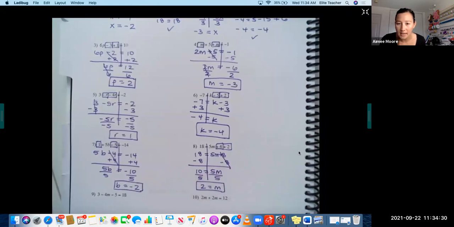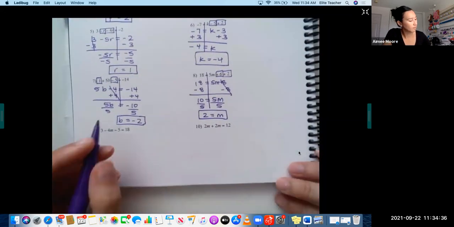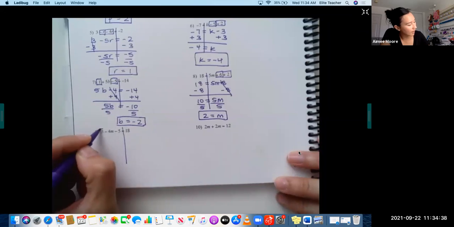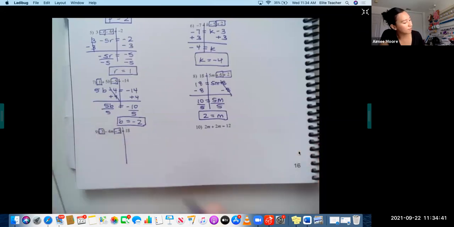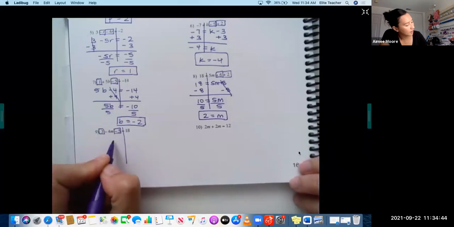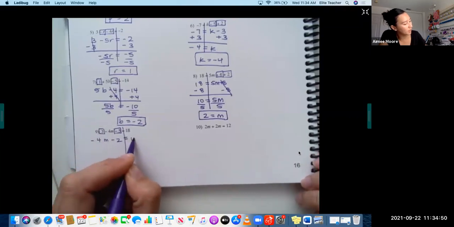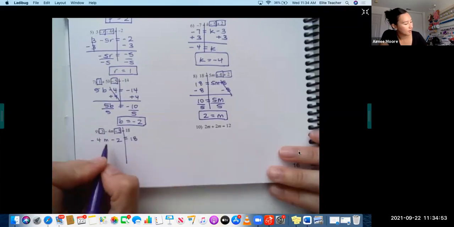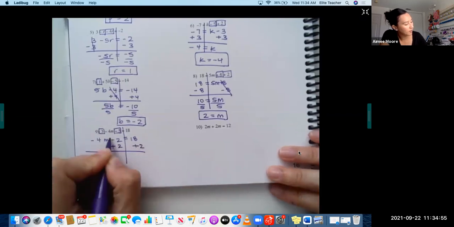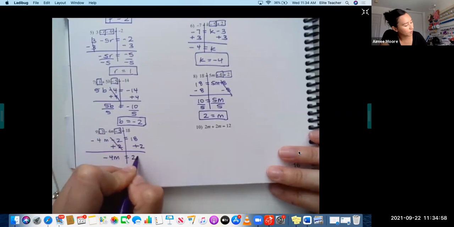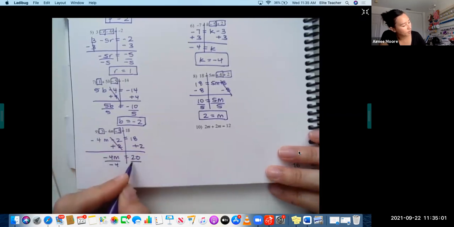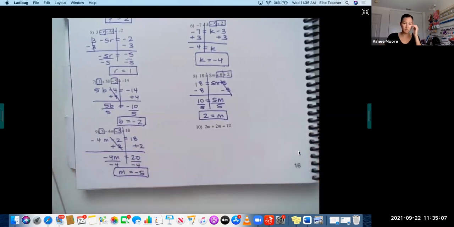Okay, Emily. Oh, I think we lost Emily too. So the like terms are 3 and -5, which combines to -2. So -4m minus 2 equals 18. We add 2 to both sides. -4m equals 20. Divide both sides by -4, and m equals -5.